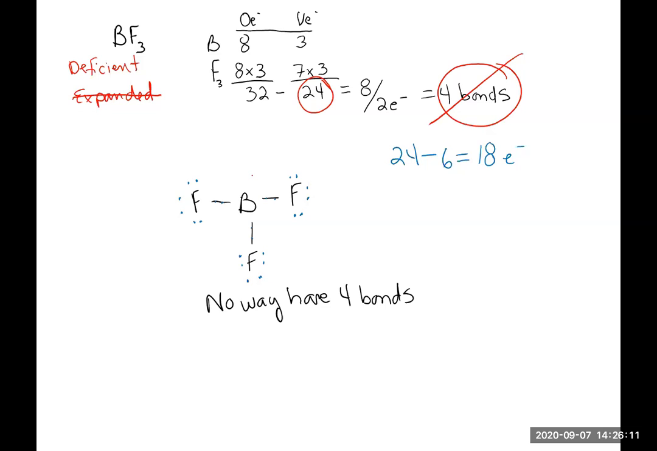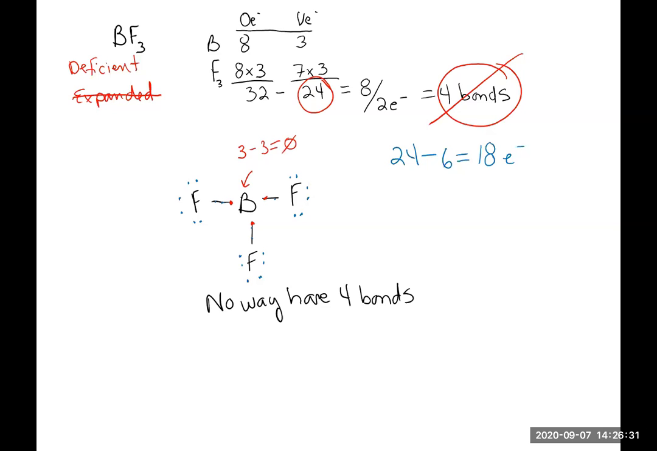So for boron, we have a valence of 3 because boron is in group, column, or family 3A. And then there are 1, 2, 3 electrons in direct contact with it. 3 minus 3 gives us 0.